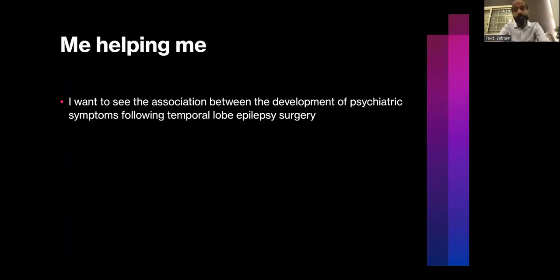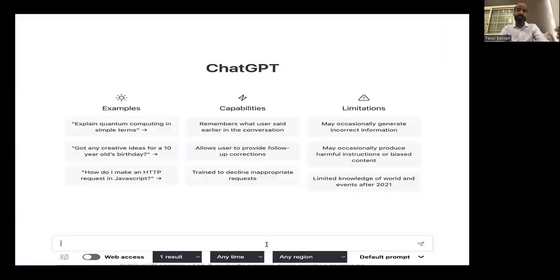So now, me helping myself, I came up with this question as a human. I want to see the association between the development of psychiatric symptoms following temporal lobe epilepsy. We will drive this for the next hour or so around this topic. So I created the problem. Now I need help, I need assistance.